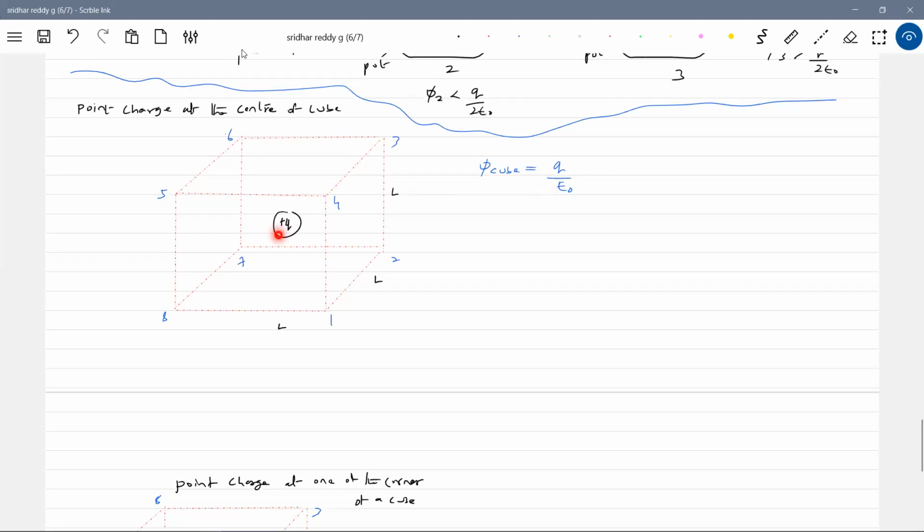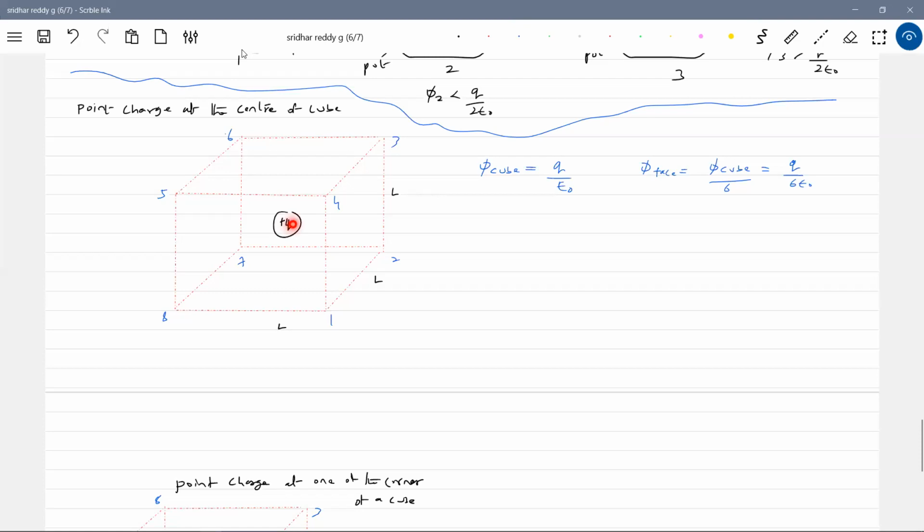For simplification, I kept the charge at the center of the cube. Okay, Q by epsilon naught, what we got. Now after this, what is the flux linking each face? Shall I say 1/6 of the cube? What do you mean by 1/6?